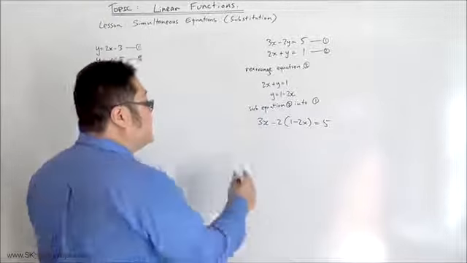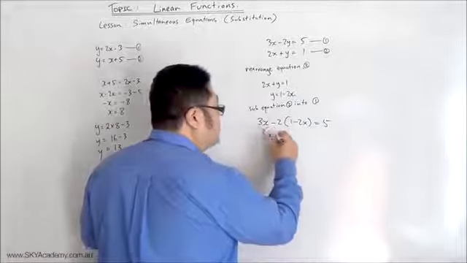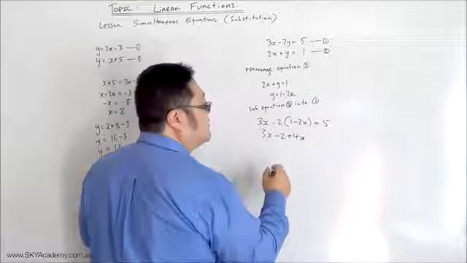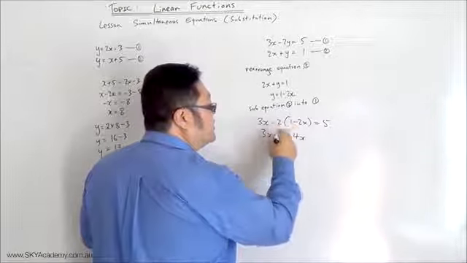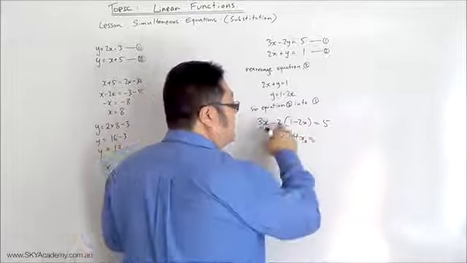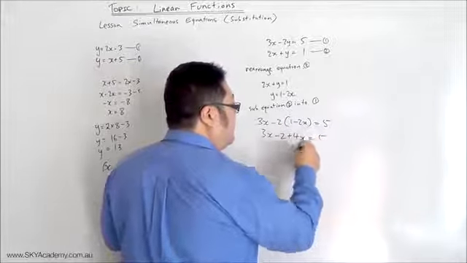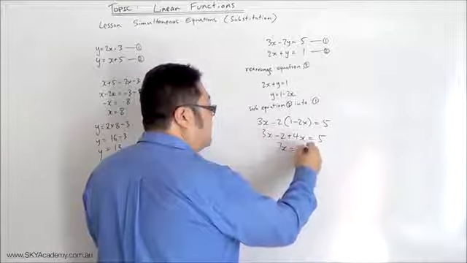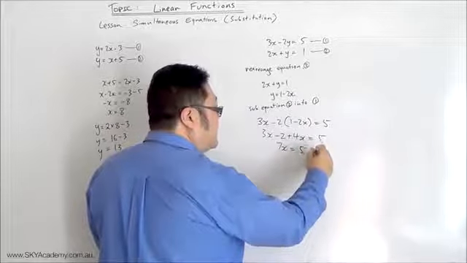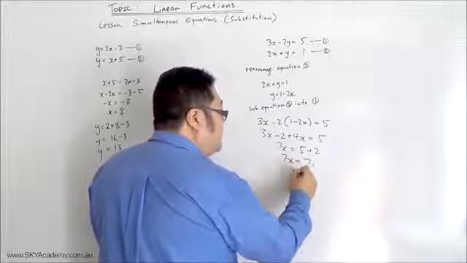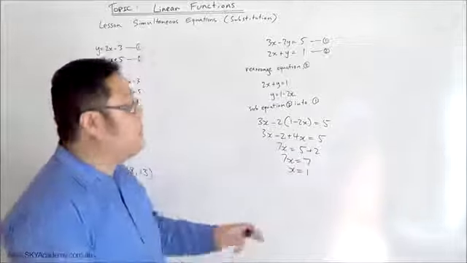Okay? So what we've got is 3x minus 2 plus 4x, because minus 2 times minus 2x is plus 4x, two negatives make a positive, equals 5. 3x plus 4x is 7x, is equal to 5. Bring the minus 2 over to the other side, it becomes plus 2. 7x is equal to 7, which means x is equal to 1.